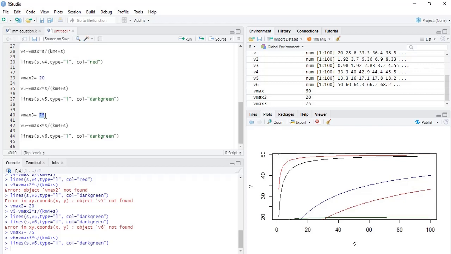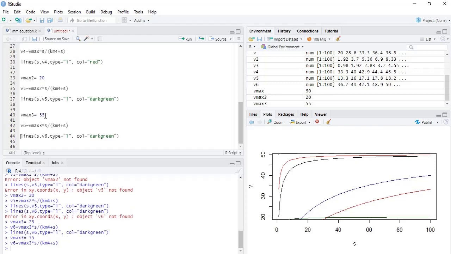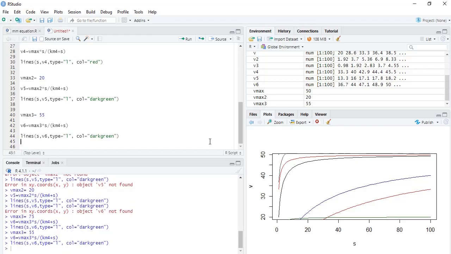And instead of 75, we'll make that 55 to see the effect. Run that, and run that. Yeah, that's there somewhere, but still, as we increase Vmax, reaction velocity has increased. Now we can see that Vmax is in the numerator, and that's why increasing Vmax results in increasing reaction rates, and decreasing Vmax results in decreasing reaction rates. Vmax is directly proportional to velocity.